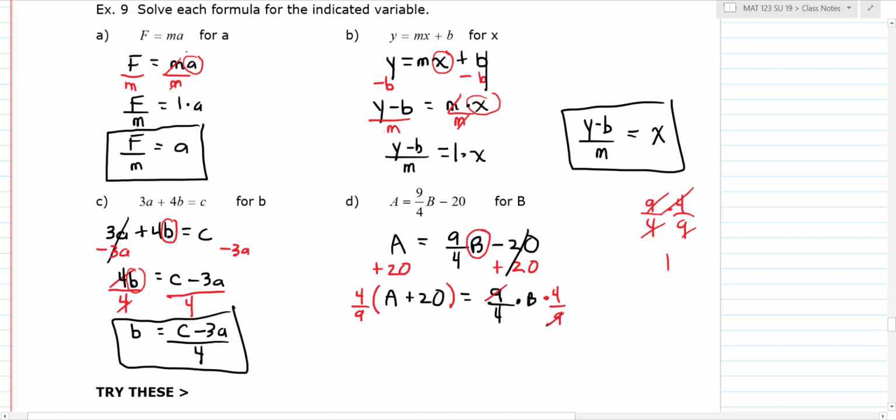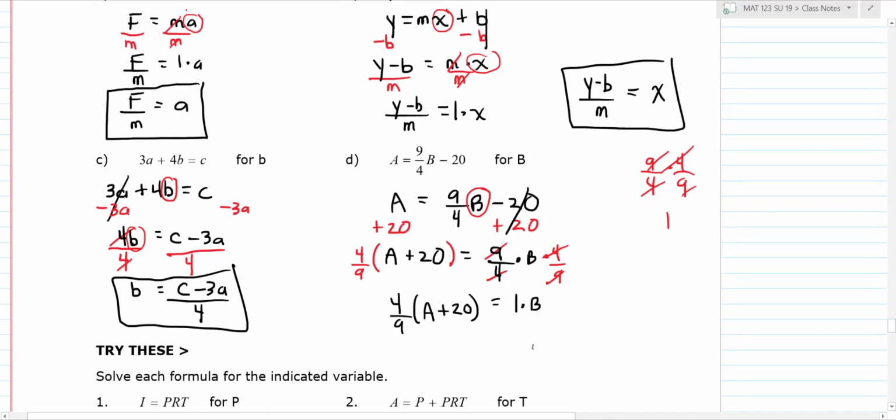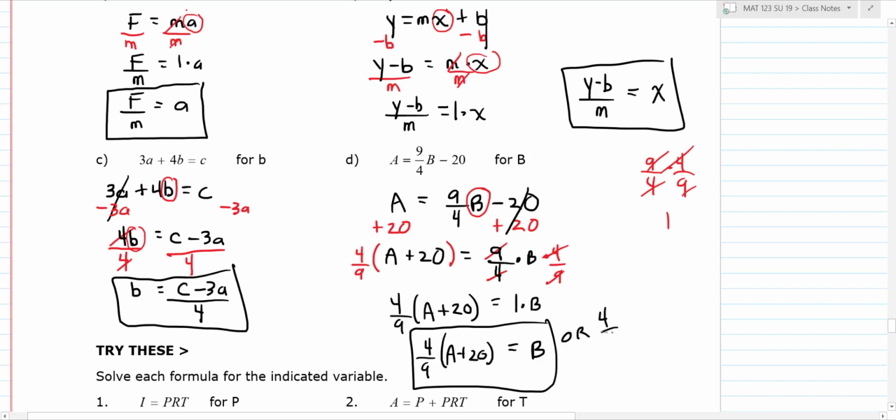What that's going to do is the 9s go to 1, the 4s go to 1, so you're really left with 1b. And then you just leave this alone. It's good enough to just leave this answer like that. So you just write it as b equals 4/9 parentheses a plus 20. You can distribute and multiply it out if you want to. If you did, you would get 4/9 a plus 80 over 9. And what I did on that is I did 4/9 times 20 over 1, multiplying straight across is how I get that. So either of those answers is okay.